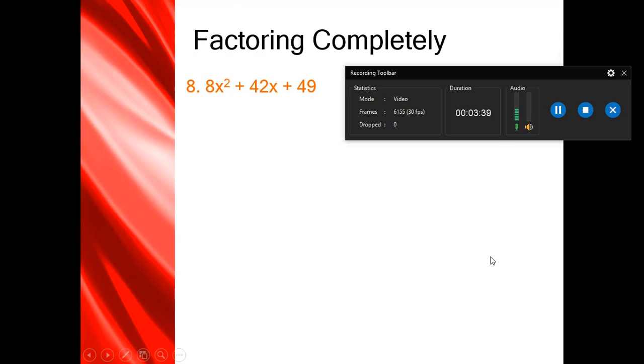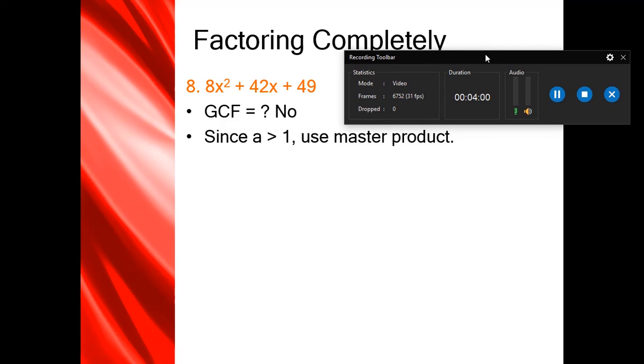Okay, moving on to number 8. Does this have a greatest common factor? I don't see one. Are my terms squares in the front? No. It is in the back though, but since the front and the back are not both squares, that's not going to work. And it looks like master product is going to be our option. So we're going to multiply 8x squared and 49. 392x squared is our master product.